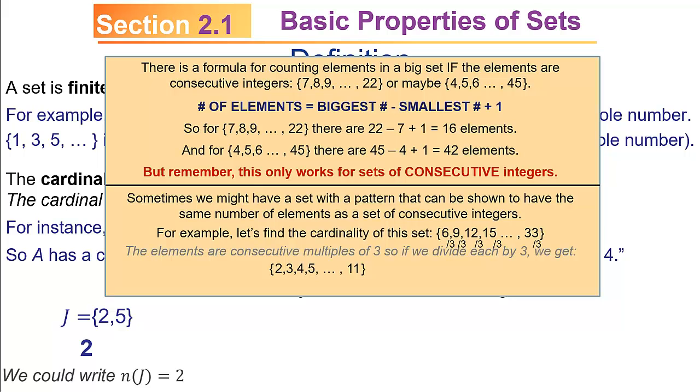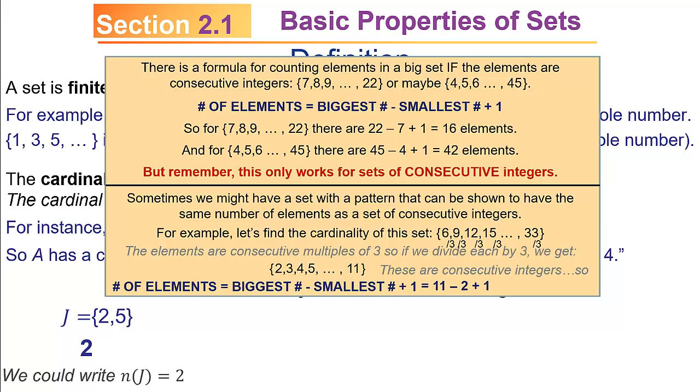But now that you know that 2, 3, 4, 5, to 11 has the same number of elements, and they are consecutive, I can use the formula for the consecutive one, biggest minus smallest plus 1. That's 11 minus 2 plus 1, which is 10. So if the set containing 2, 3, 4, 5 all the way to 11 has 10, then the one that I was really looking at originally must also have 10. So there's sort of a trick there when you have multiples. If you divide out the multiples, you get consecutive integers, and you can use the formula on those.